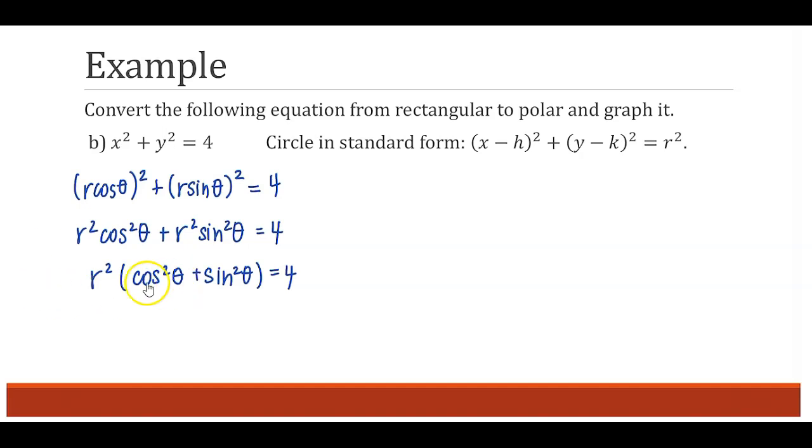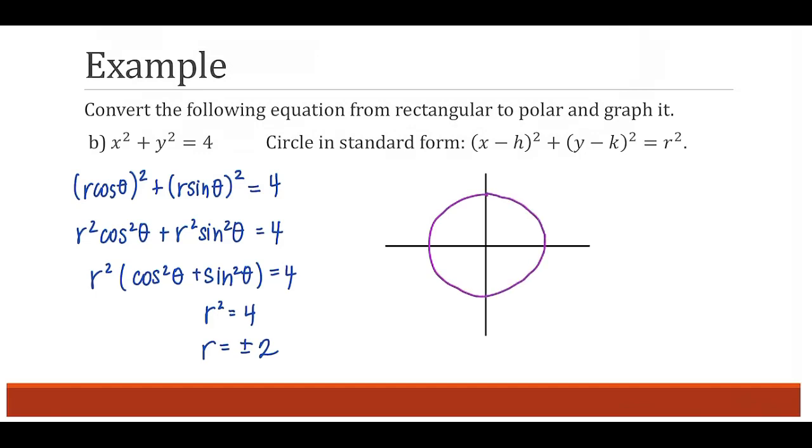So now notice we have cosine squared theta plus sine squared theta, which is our Pythagorean identity, so this whole thing equals 1. So we're simply left with r squared is equal to 4, or r is equal to plus or minus 2. So it actually became two different polar equations, r equals positive 2 and r equals negative 2. And both of those are going to represent this circle centered at the origin with a radius of 2. So let's go ahead and graph it. So here we'll go ahead and graph our circle centered at the origin with a radius of 2.